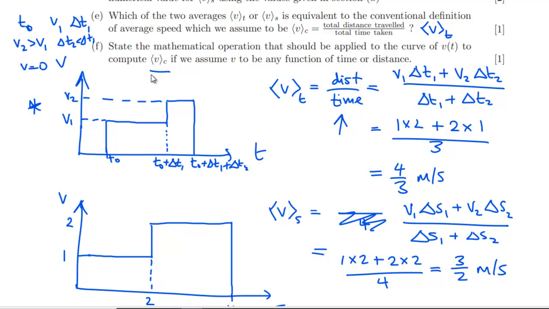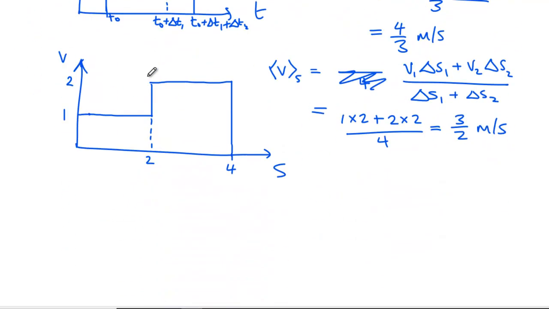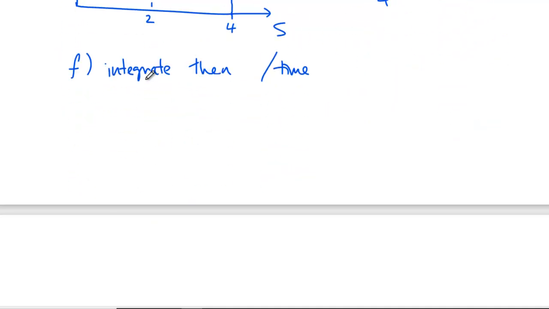Right, okay, well, we're going to integrate it and divide it by the time, because that's what we've done here. This is the area divided by the time. So for f, we're saying we want to integrate and then divide by time. Okay, that was quite a fiddly sort of question.